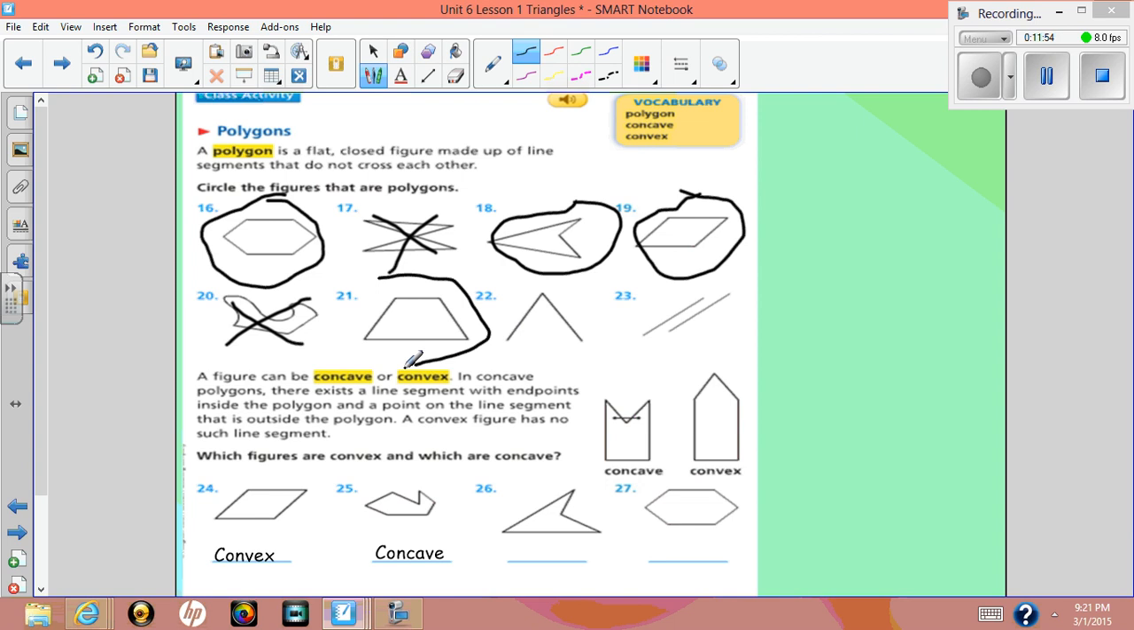21 is a closed figure. 22 is not a closed figure. There's an open section right here. And 23 is not a closed figure either.